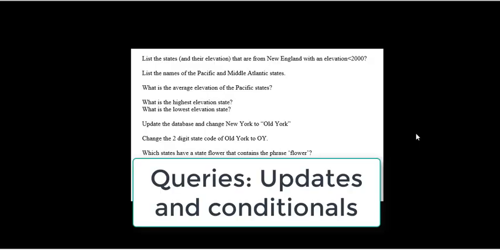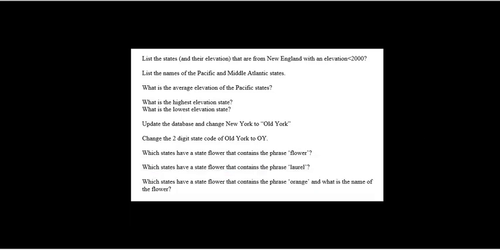Let's see what else we can do with the United States database that we've got here. So the first question: list the states and their elevations that are from New England with an elevation less than 2,000 feet. So we need states and their elevation. Those are two fields, but that may not be their field names. We need from New England, but that's the text, not the field name. And we need elevation, whatever that is.